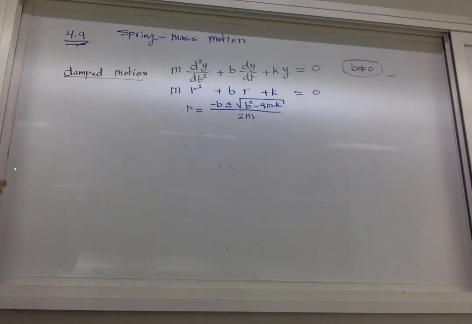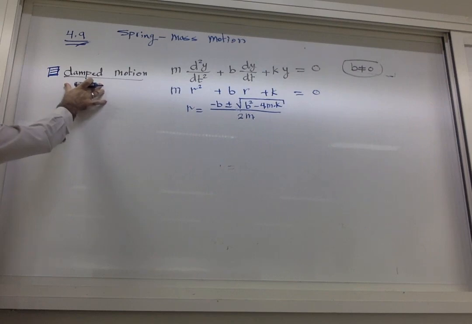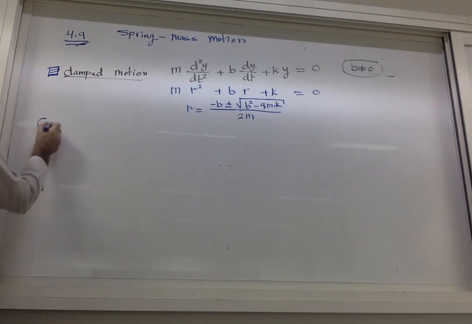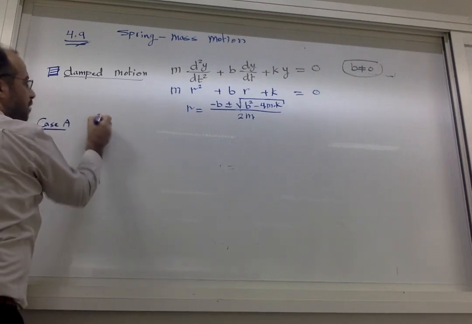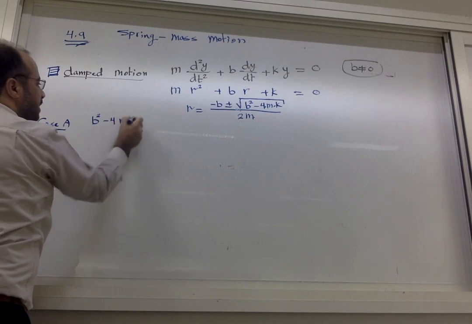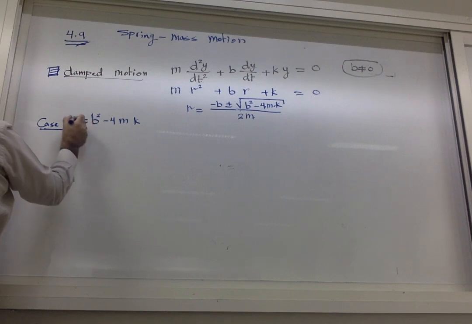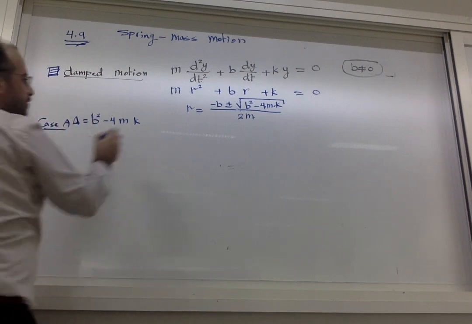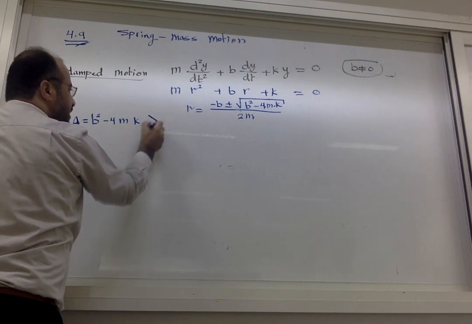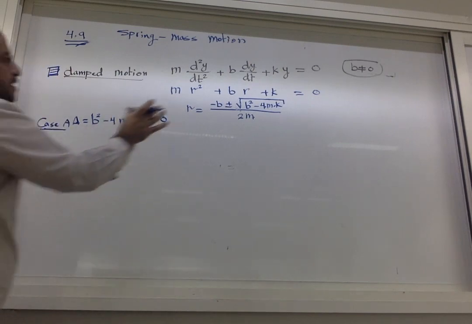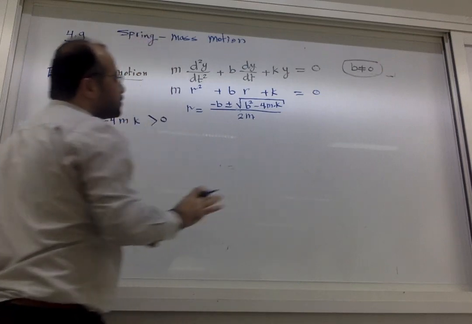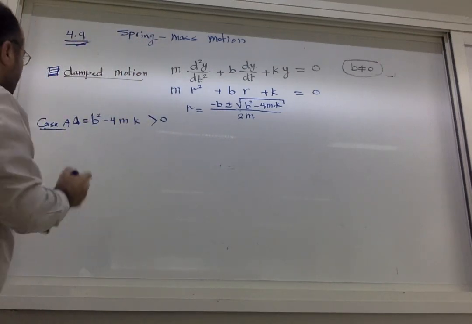Now there are some cases for this one. So we are studying damped, but even for damped there are 3 cases. So case A. Suppose that you have p squared minus 4mk, which is the discriminant, right? I can call it delta if you like. If this is greater than 0, what's going to happen? You don't have complex roots anymore. You're going to have real roots, right?